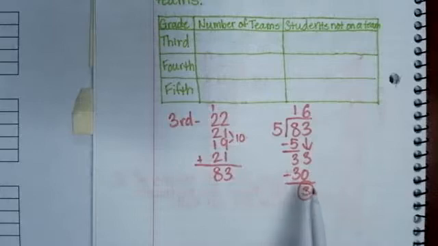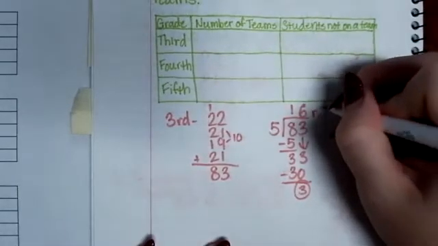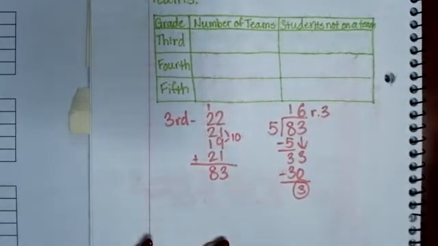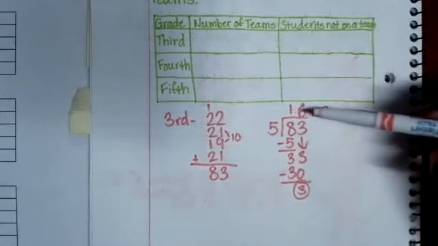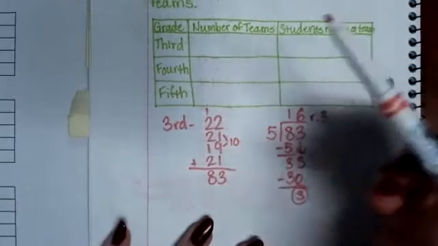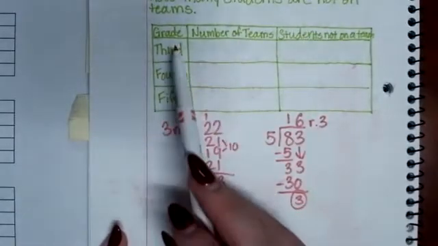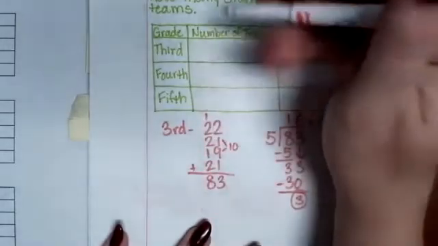So that 3, those are the leftover pieces. I can't make another group of 5 out of it. So it's going to be my remainder of 3 for this problem. So it looks like I have 16 groups or 16 teams, and then I have 3 left over. All right, so let's look at our chart here. For 3rd grade, the number of teams we had, let's see, it looks like we made 16 teams.